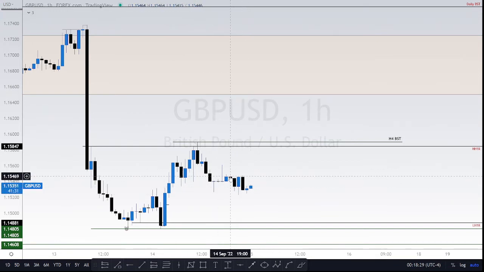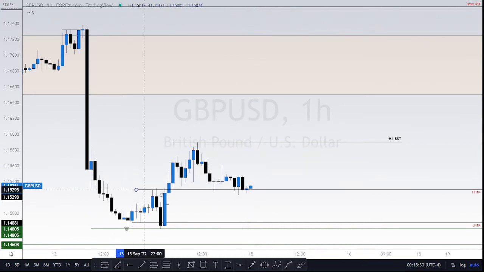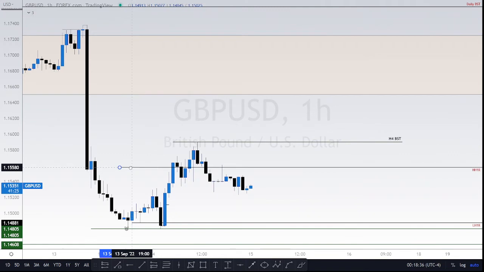So at this point, I am anticipating a move towards the 1-hour buy side target. So where is the next draw on buy side liquidity on the 1-hour?